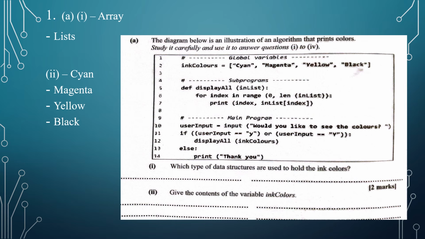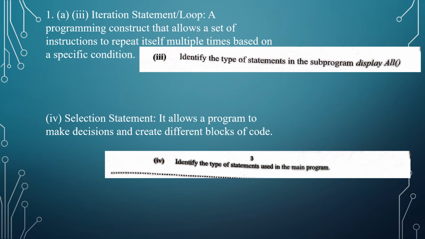Give the content of the variable colors. So these are the variable colors: cyan, magenta, yellow, and then black. So that is the answer to 1A I and II. Let's quickly move to III.